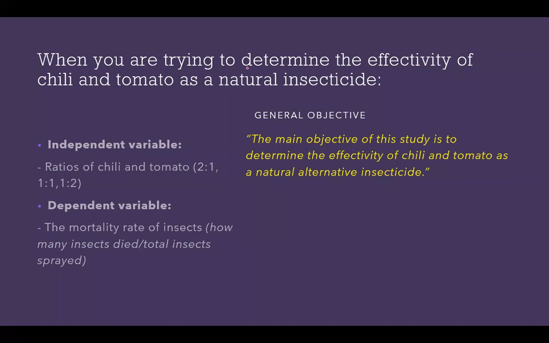Okay, so when you're trying to determine the general objective, you have your independent variables. If I were to state the general objective, this is how I would state it: the main objective of the study is to determine the effectivity of chili and tomato as natural alternative insecticide. Okay, that's the general objective.